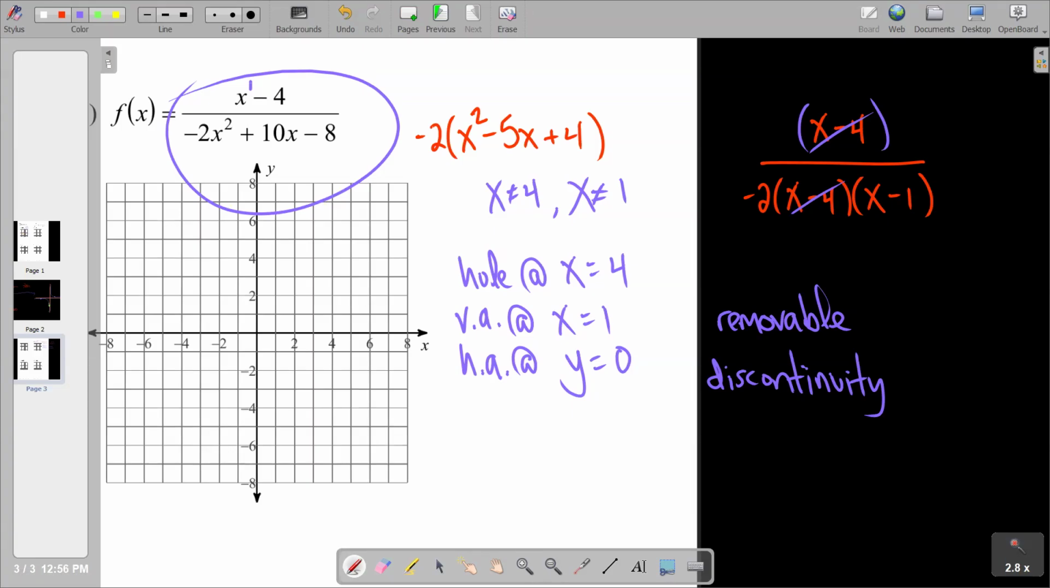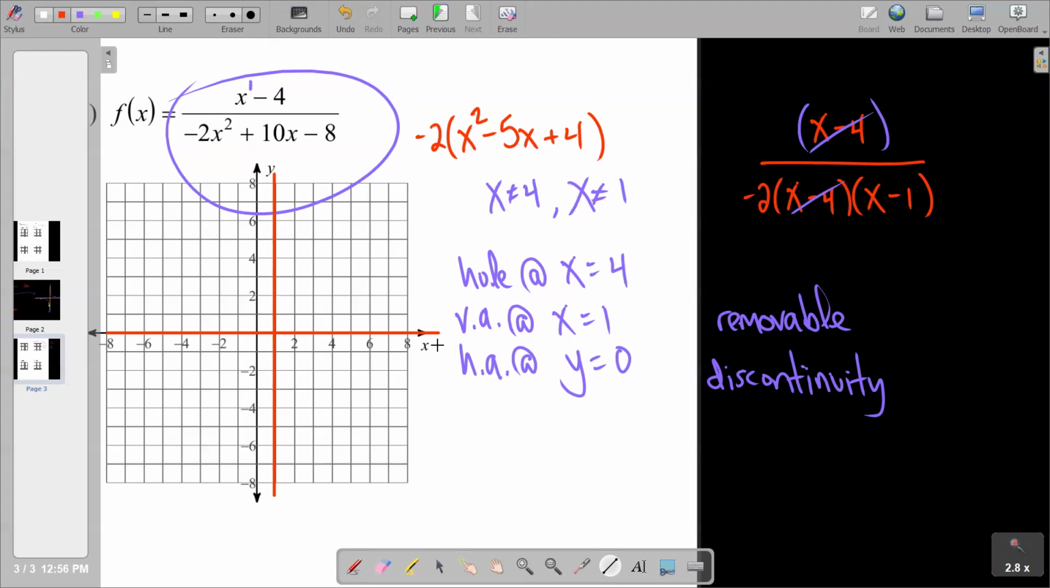Okay. So look, we followed directions. We have a hole at 4, we have a vertical asymptote at 1, and we have a horizontal asymptote at 0. Let's graph our asymptotes. You bet your asymptote. Let's get it done. So we're going to graph a vertical asymptote at 1. And we're going to graph a horizontal asymptote at 0. There you go. Now we have the skeletal structure, the bones on which the flesh can hang, and now it's time to make a graph.